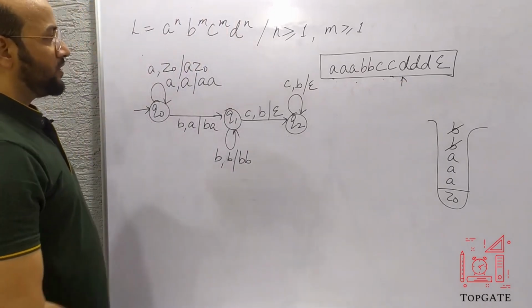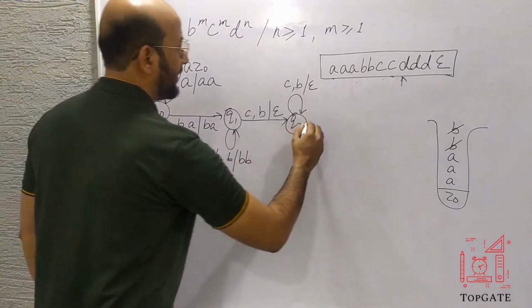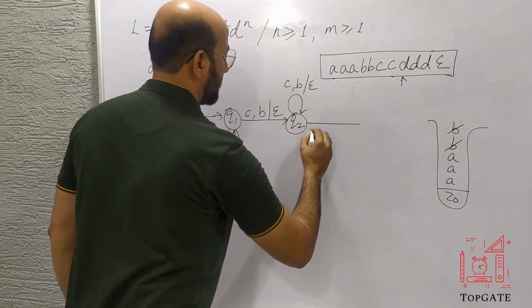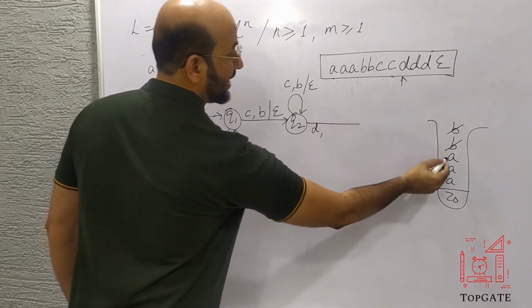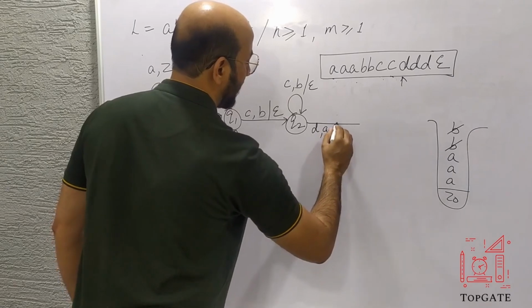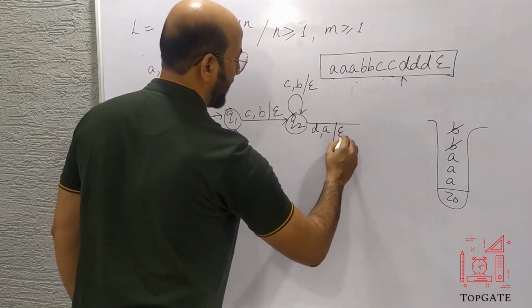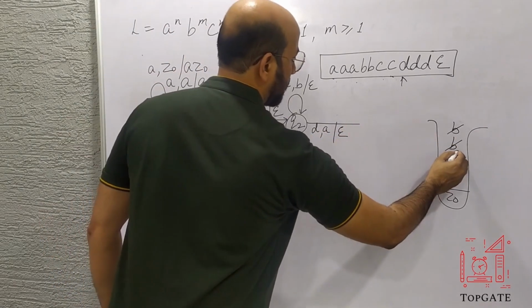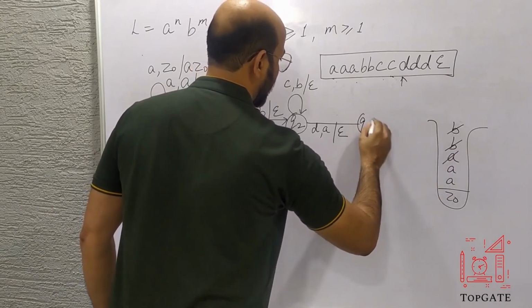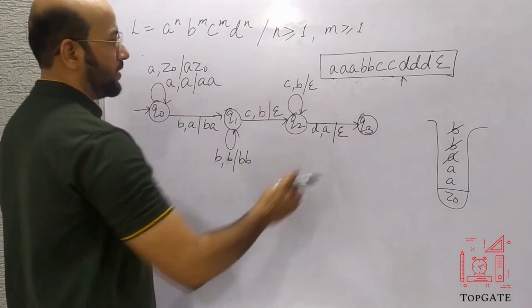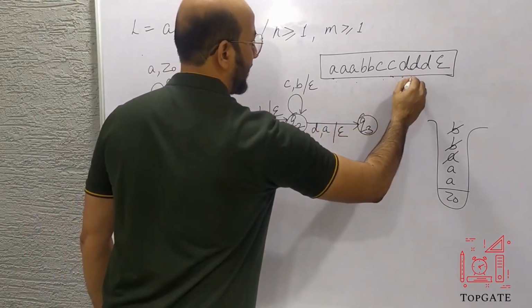Now for the next D, we'll take one more transition: the element to process is D, and the top stack element is now A, and we have to pop it out. So I'll pop one A, and we reach some other state, say Q3, and the pointer will now move on to the next D.